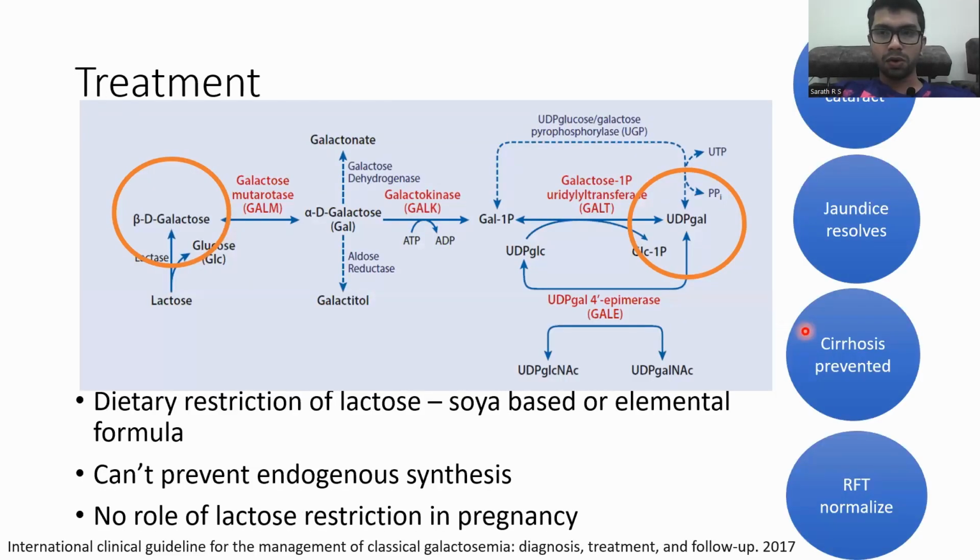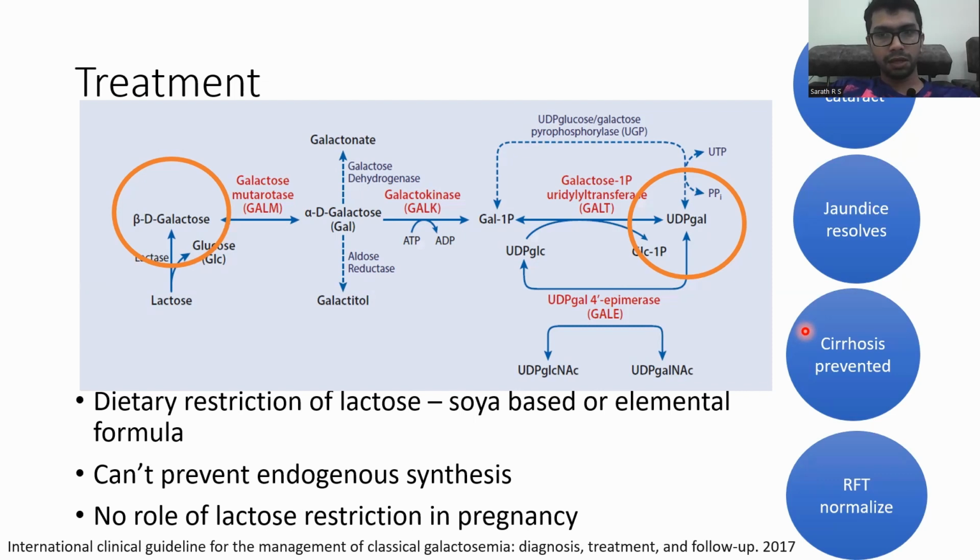So what are the core concepts regarding the treatment of galactosemia? The best treatment is restriction of galactose. How to restrict the galactose? We have to start soya-based or elemental formula, which is deficient of galactose. The disadvantage is that we have to withhold breast milk, because breast milk contains lactose. This elemental formula may not always contain all the nutrients required for normal growth, so we may have to supplement multivitamins, calcium, vitamin D, etc.